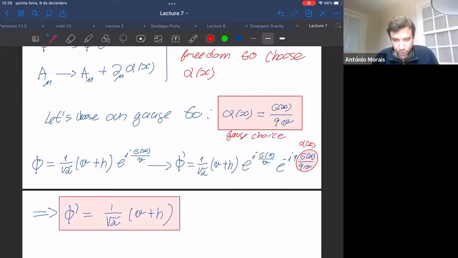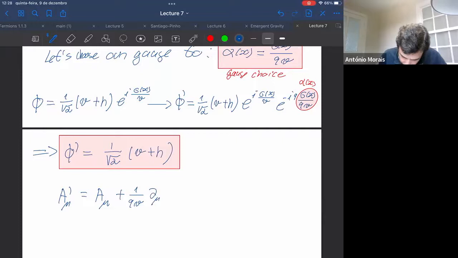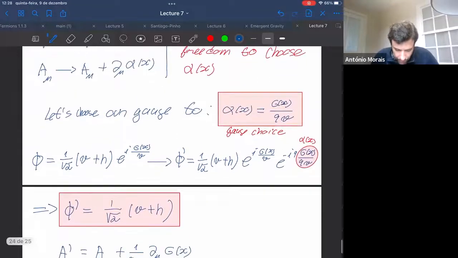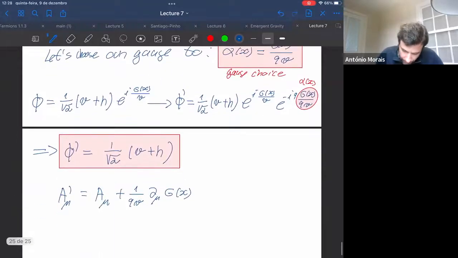Now, because we are choosing the gauge, we should start writing what are the primed fields. And similarly, our A mu prime is going to be equal to A mu plus 1 over q v d mu g x. So typically you have d mu alpha x, and now alpha is g x over q v. So we have here alpha is g x over q v. And this is our gauge field.